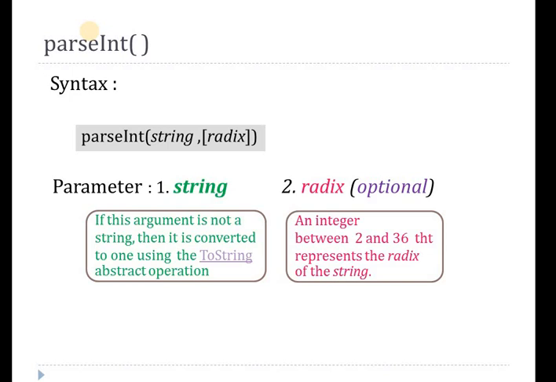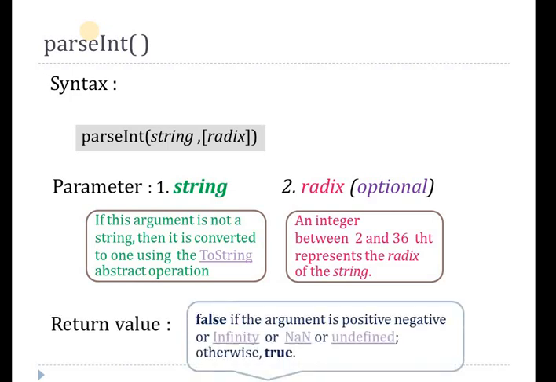Now the second argument, which is optional, can be an integer between 2 and 36 that represents the radix of the string. This radix is nothing but a base value. For example, in our day-to-day life we are using a decimal radix, okay, base value 10. So there are bases like 2, 4, 16, 8. Okay, like that, these are the base values. So you can use any value between 2 and 36.